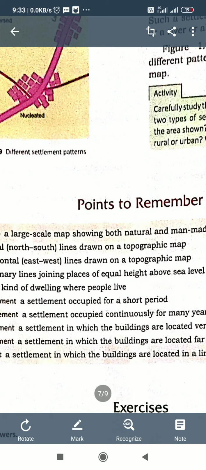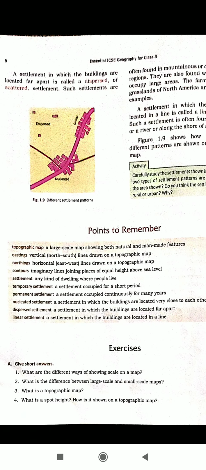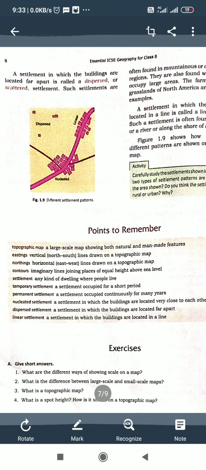Contours are imaginary lines joining places of equal height above sea level. Settlement is any kind of dwelling where people live. A settlement occupied for a short time is known as a temporary settlement. A settlement occupied continuously for many years is known as a permanent settlement. A nucleated settlement is one in which the buildings are located very close to each other. A dispersed settlement is one in which the buildings are located far apart. A linear settlement is one in which buildings are located in a line.